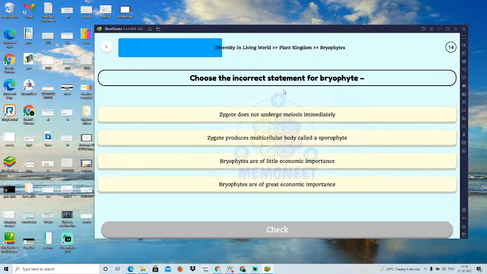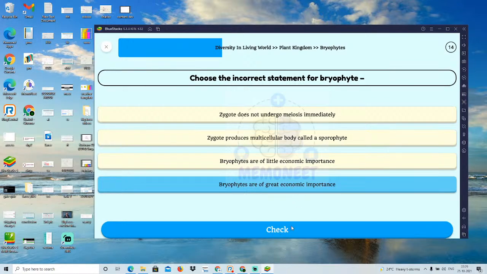Choose the incorrect statement for bryophytes. The zygote does not undergo meiosis immediately, so that is true. We read that because the zygote then converts into a sporophyte. It does not undergo meiosis. Zygote produces multicellular body called a sporophyte, which is true. Bryophytes are of little economic importance. That is also true. Bryophytes are of great economic importance. I guess this is the wrong statement.